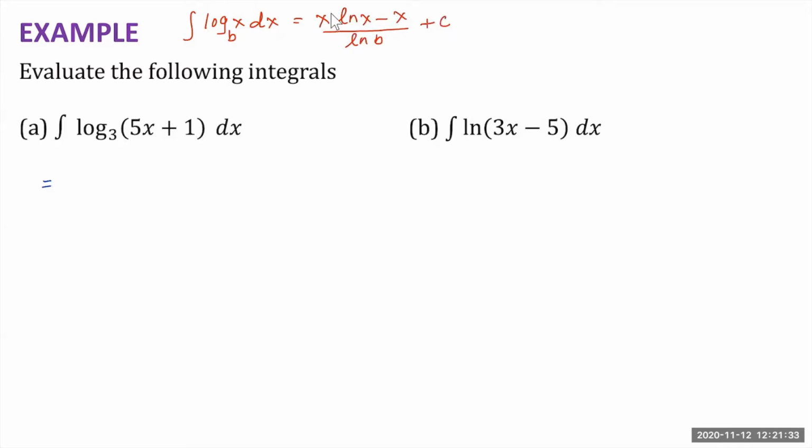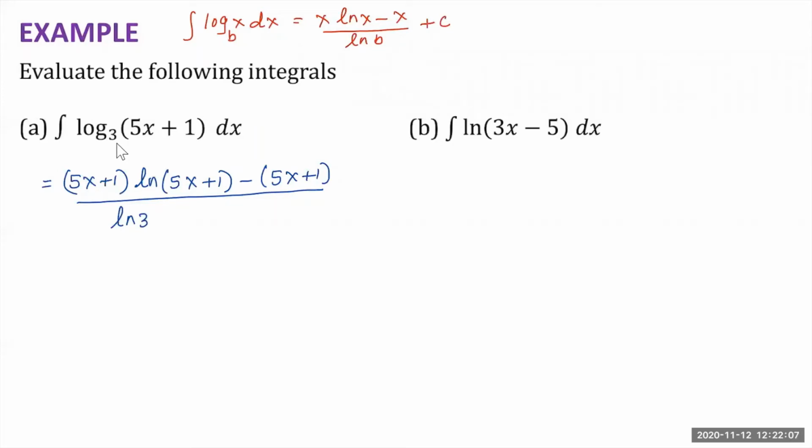So let's first use this formula. We have x times natural log of x. In place of x, I have 5x plus 1. 5x plus 1 times the natural log of 5x plus 1. That is x log x. Then minus x. In place of x, I have 5x plus 1. So I use that formula, and here it is divided by the natural log of the base. Our base is 3. That is what we do when the argument is just x.